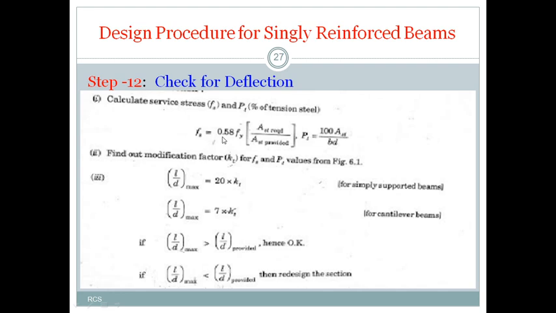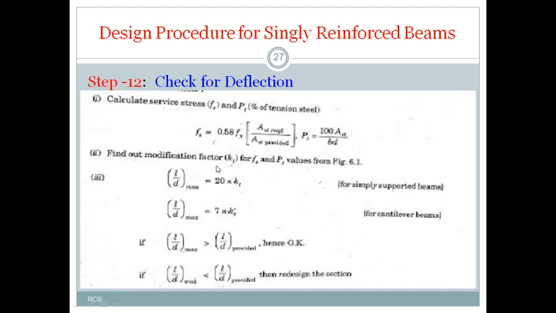Finally, we use Fs equal to 0.58 Fy. As your AST required is AST provided, then it will get cancelled. Then the final formula remains with Fs equal to 0.58 Fy. By using these two values, we can find out the modification factor.